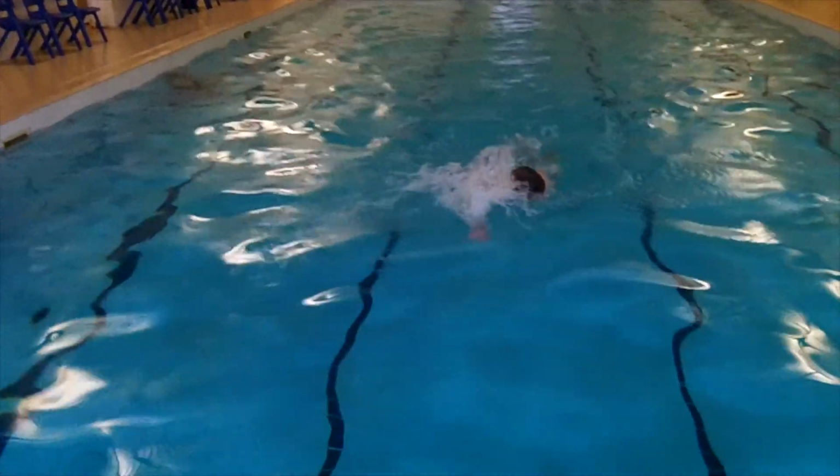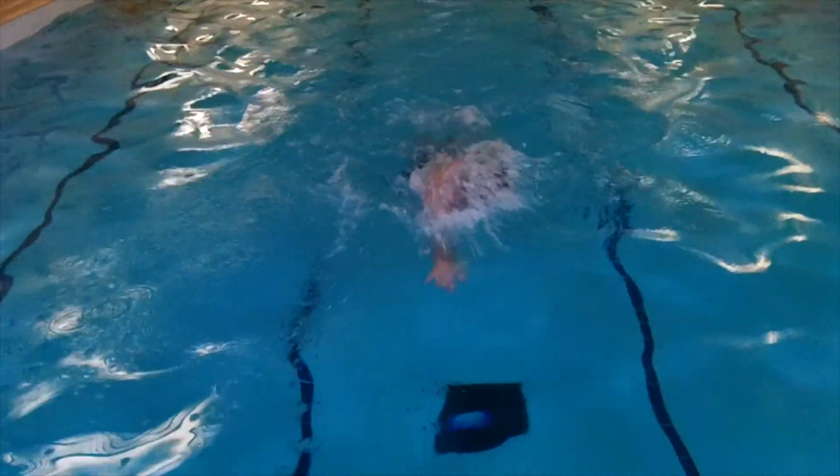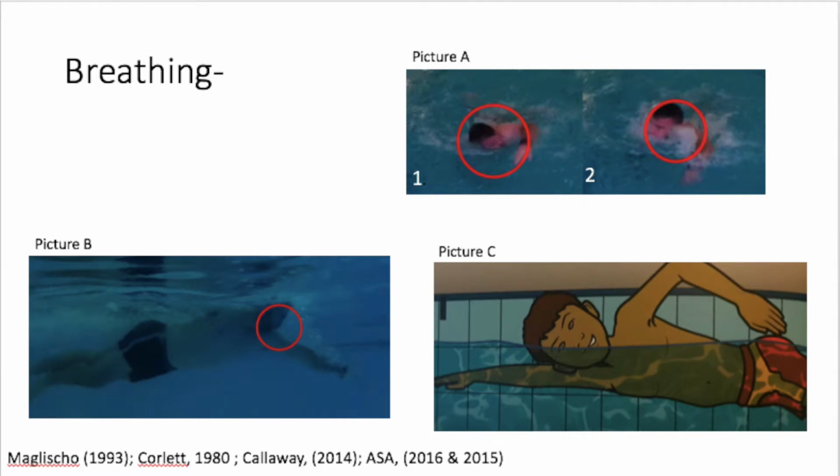Looking at swimmer M's breathing, it is clear that the swimmer rolls their head to one side to breathe, but then lifts their head out to the other side. See picture A. This is because the swimmer does not breathe every 3 strokes and is also holding their breath.